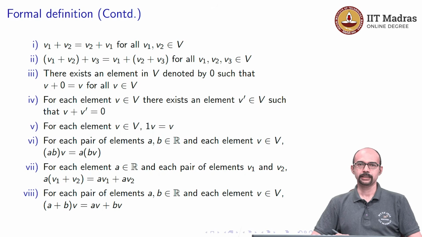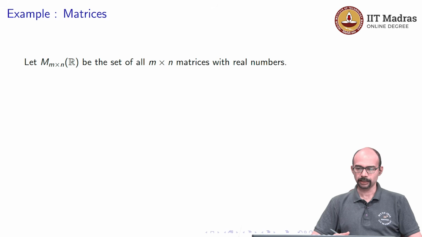This is exactly the 1 through 8 that we saw 2 slides back, which were properties of the vectors in Rn. And we are saying that any set along with these two operations, these two functions plus and dot, which satisfies those 8 conditions, is a vector space. Now, obviously an example of a vector space is Rn with the usual addition and scalar multiplication, but there are other examples.